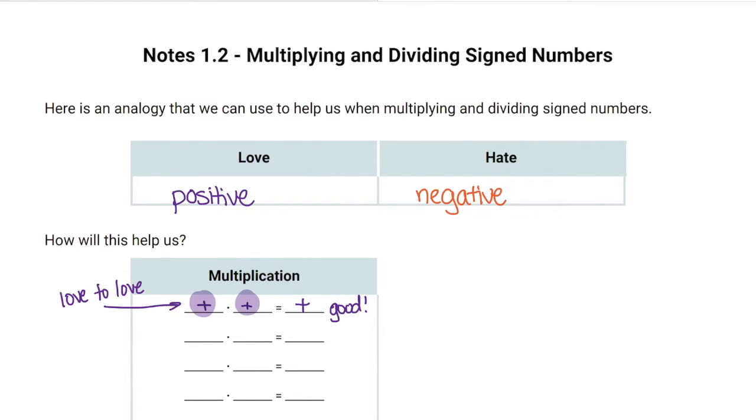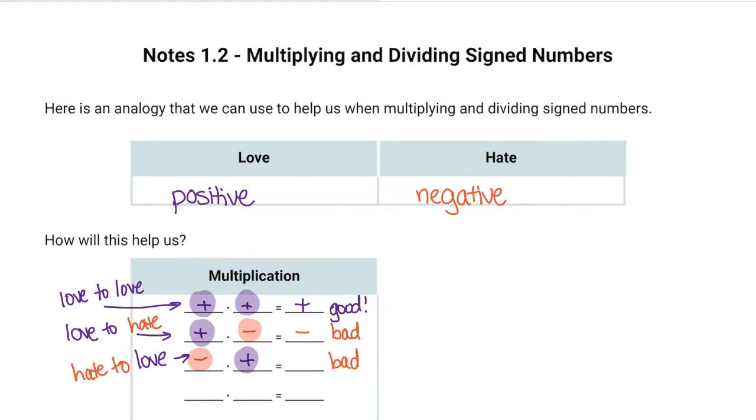Another option is a positive times a negative. This is saying you love to hate, and loving to hate is a bad thing. We don't want to love to hate, so this is bad, and another way of saying something is bad is that it is negative. Another option is a negative multiplied by a positive. This is saying you hate to love, and that's also a bad thing, so we're going to say that this is negative.